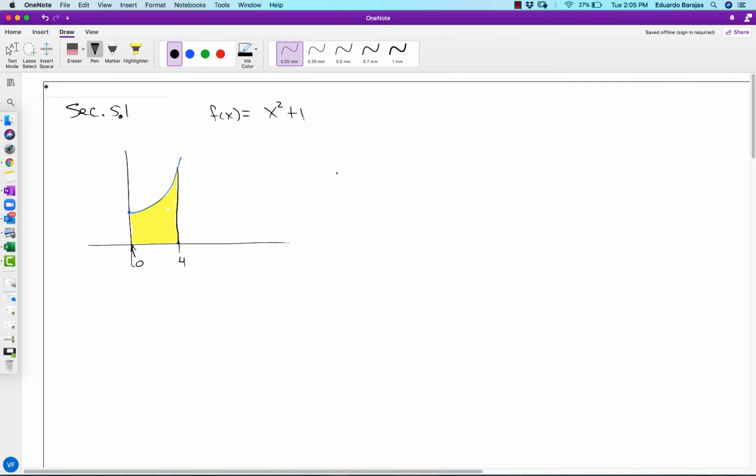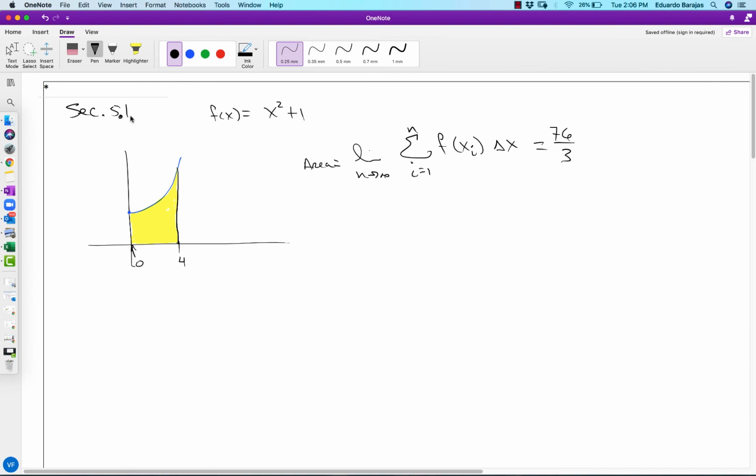And so we very, very painfully figured out that that area is equal to the limit as n goes to infinity of the sum as i goes from 1 to n of the function f of x sub i delta x. After a whole lot of work, we figured out that this is equal to 76 over 3. Go watch that video if you don't remember that.